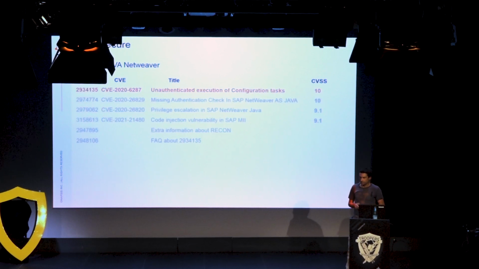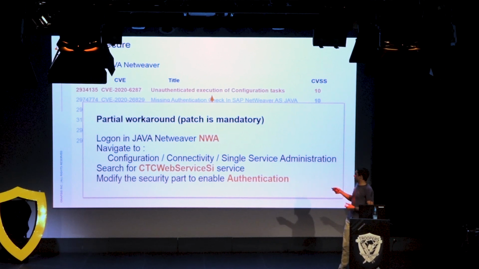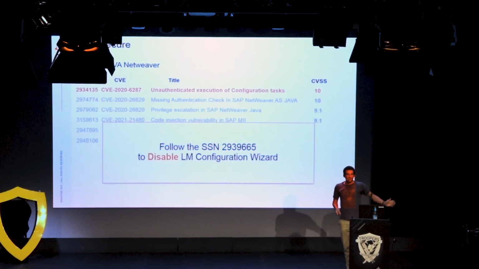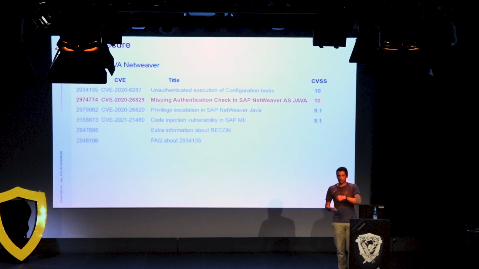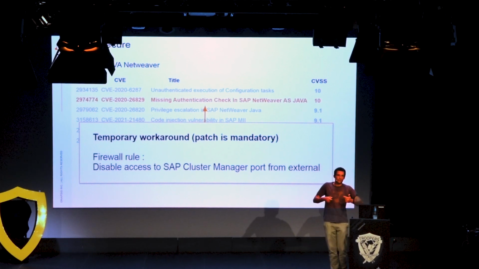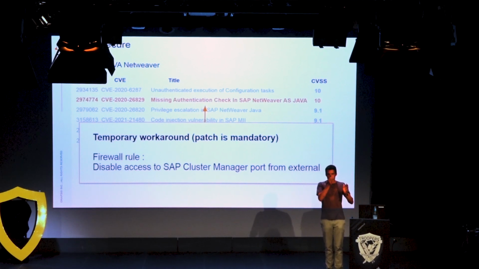The first one is the missing authentication to access the web service. For this one, it's what we call a partial workaround because the patch is mandatory. But you can also navigate to this path to access the web service side and enable the authentication. This is one box. Another possibility is to disable this web service side. I like this one. The second one is the cluster manager communication, where you can access it remotely. Again, the patch is mandatory, but it's also possible to create local firewall rules to avoid communication to these services. Be careful if you do that. If you have an SAP NetWeaver Java with several systems and several servers, then they must communicate with the cluster manager.